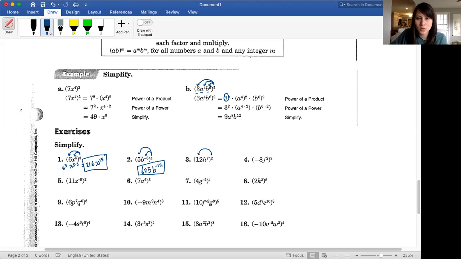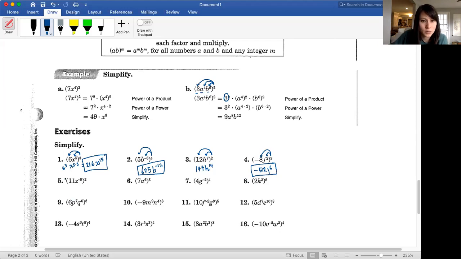Okay, so 12 to the 2nd power is 144. And then h to the 7th power to the 2nd power is h to the 14th. It's a mouthful, isn't it? And so if it helps you to draw the arrows, please do. Now this is -8 to the 3rd power. So -8 to the 3rd power is going to stay negative, and that's 512. And this would be j to the 6th power.